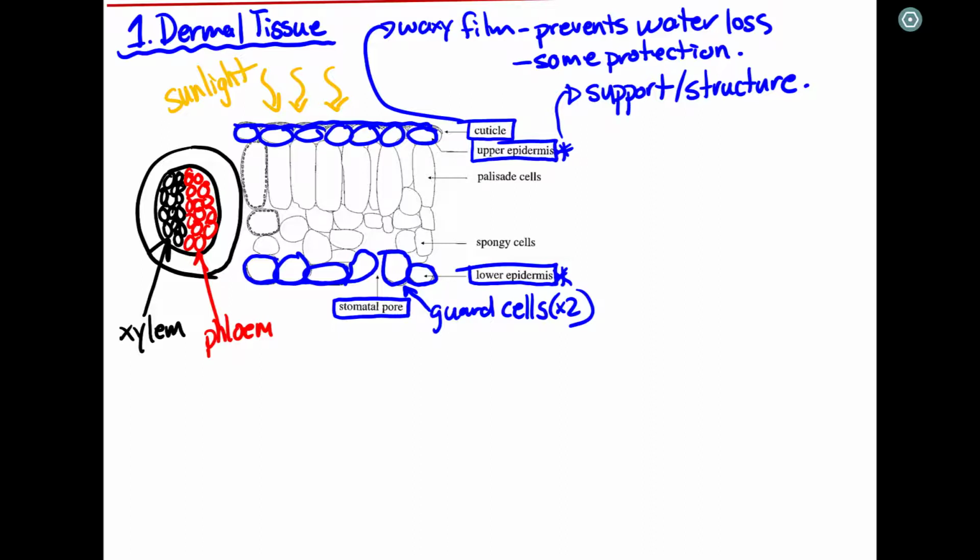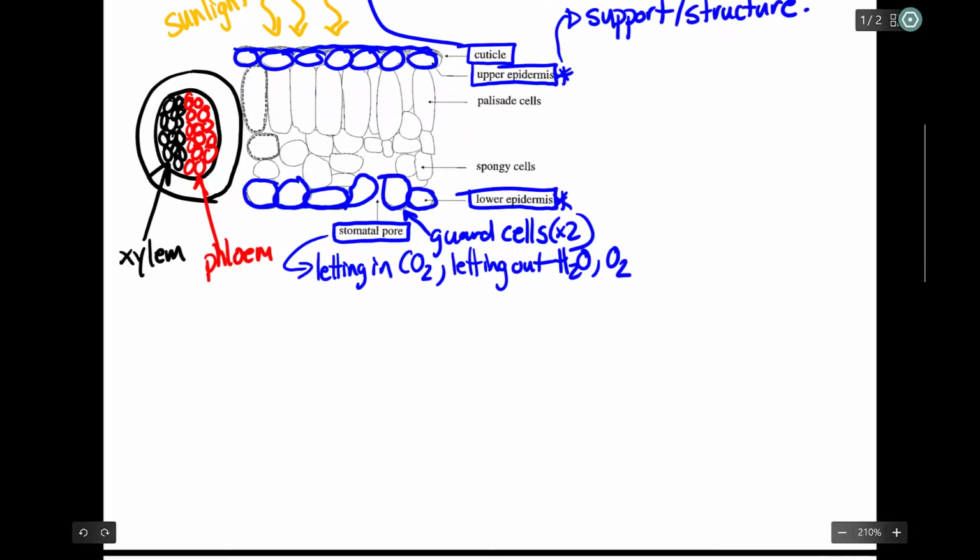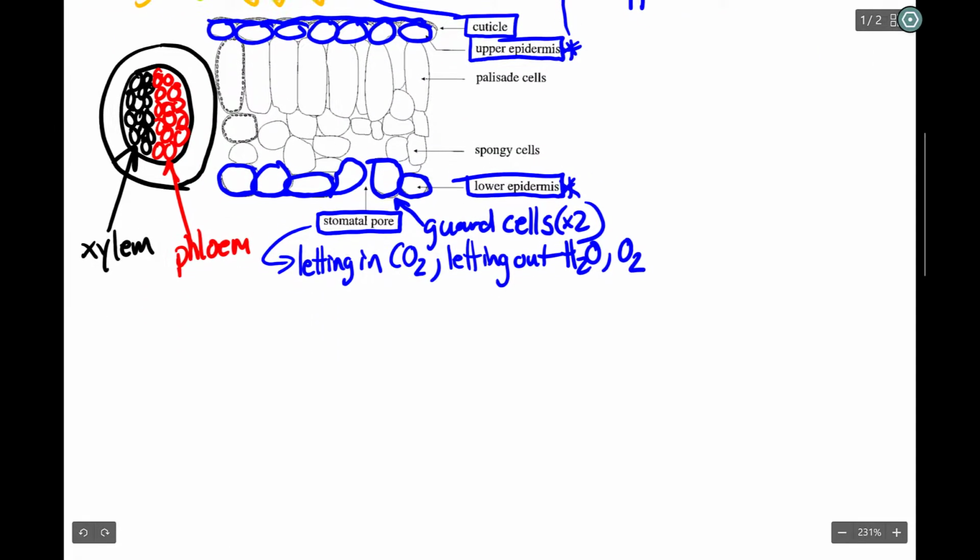Now, in terms of guard cells, this is a really big deal in terms of how they function in order for the plant to do photosynthesis. So they're a big deal, and we're going to spend a lot of time talking about them here, okay? So the stomata is responsible for letting in CO2 and letting out water by transpiration, as well as oxygen gas. So how on earth do these things actually work?